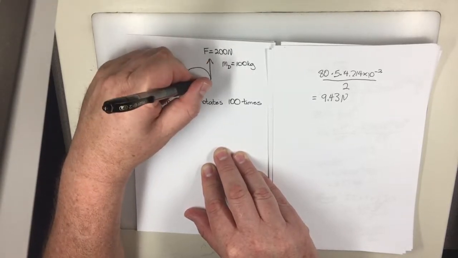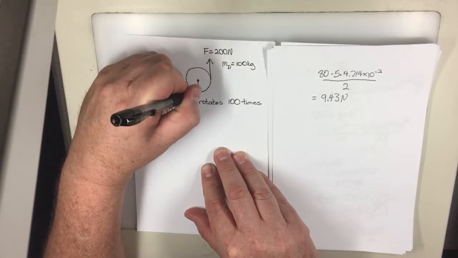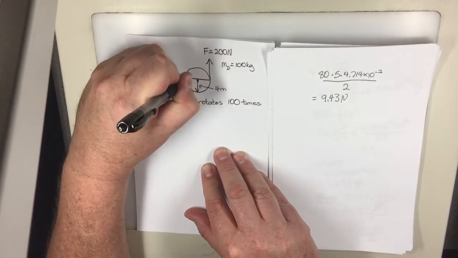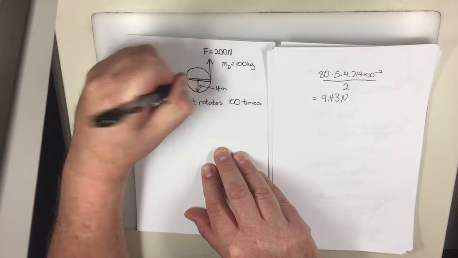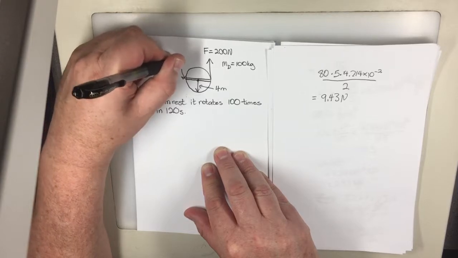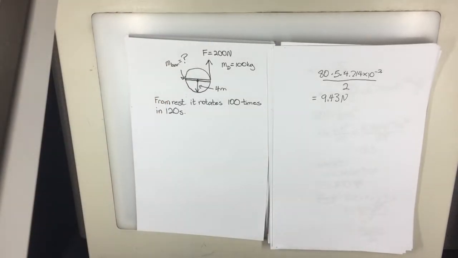Now the mass of the disk is 100. It has a radius of 4 meters. Welded onto the disk directly across is a bar. The mass of the bar is unknown. So we've got like a merry-go-round. There's this big bar welded onto the disk. The rocket engine fires up. This thing spins 100 times from rest in 120 seconds. What's the mass of the bar?